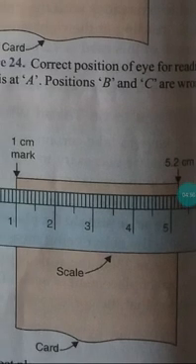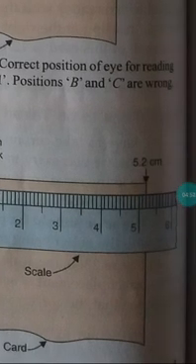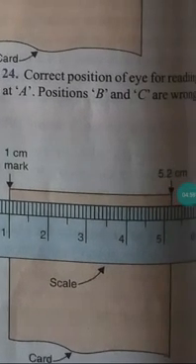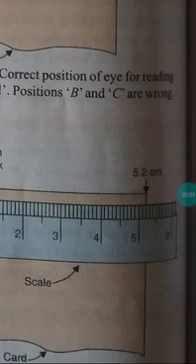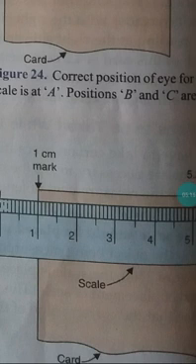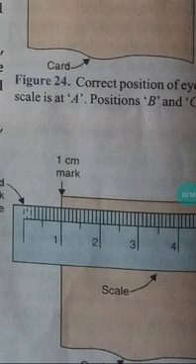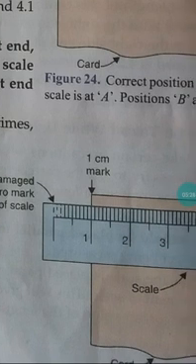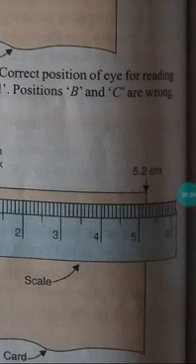Suppose it gives the reading as 5.2 centimeter when the left end of the scale is broken and we start from 1 centimeter. But is it 5.2 centimeter? Is the actual reading 5.2 centimeter? No. Since the scale is broken, we are starting from the 1 centimeter mark. Since the zero mark of the scale is broken, we will subtract this 1 centimeter from the 5.2 centimeter that is coming, right?